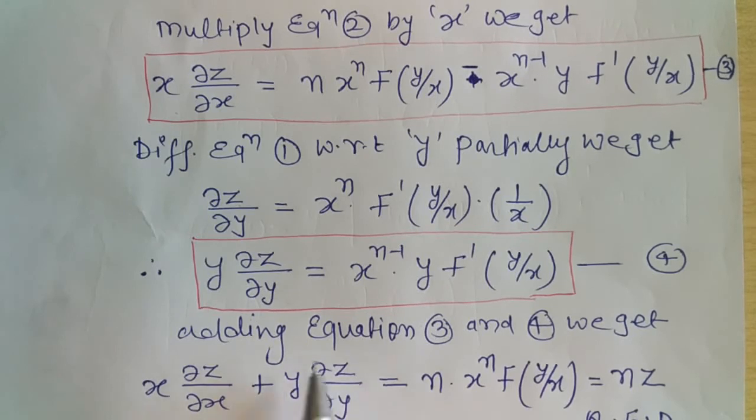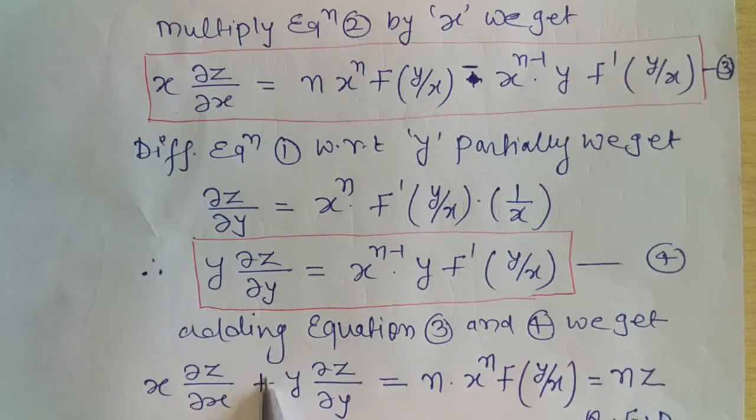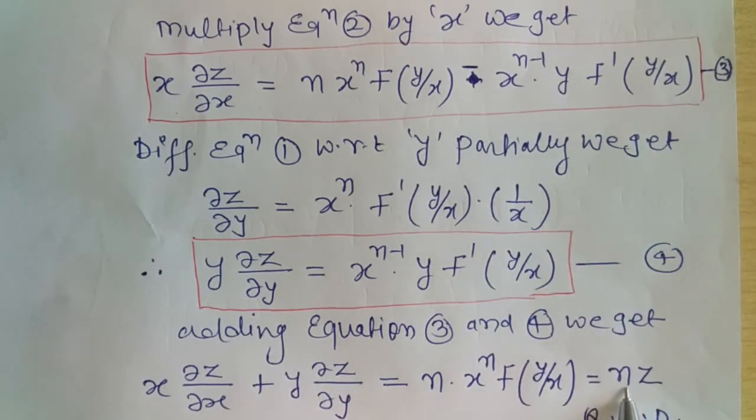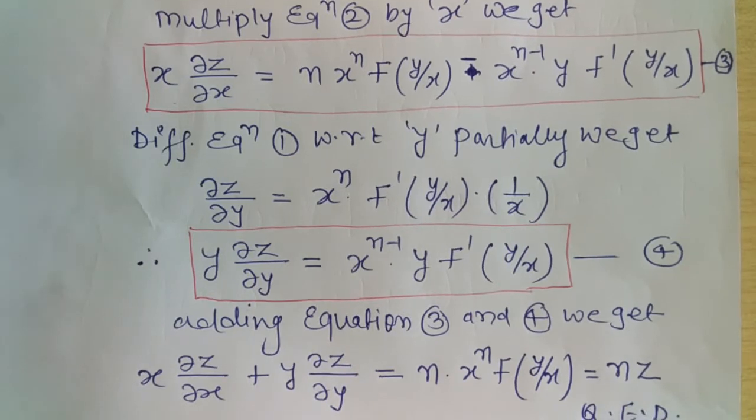Similarly, we can extend this Euler theorem for 3 variables, 4 variables, 5 variables. Suppose z is a homogeneous function of degree n of 3 variables x, y and t. Then Euler theorem can be expressed as x del z by del x plus y del z by del y plus t del z by del t gives n times z, and so on. So this is the proof of Euler theorem. Now we take an elementary example on Euler theorem.